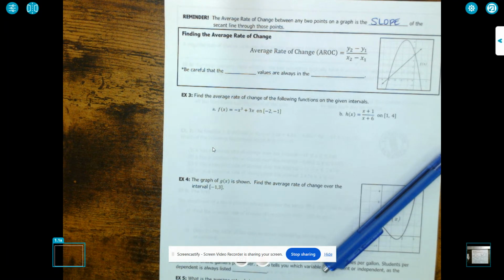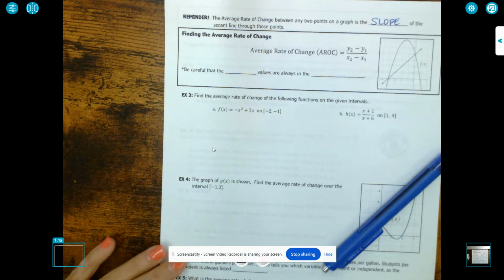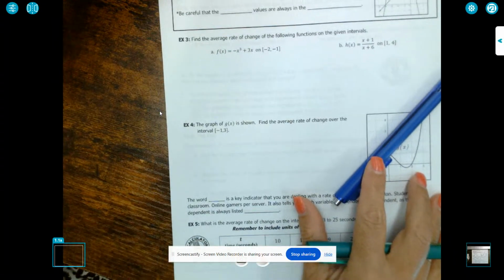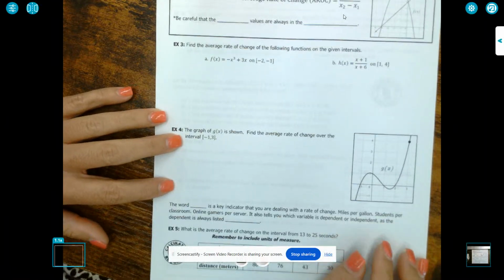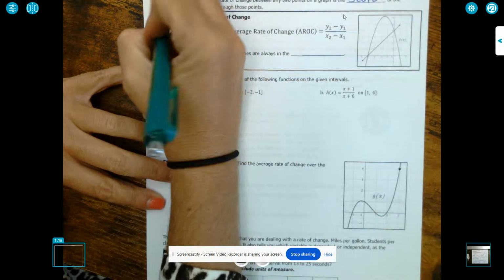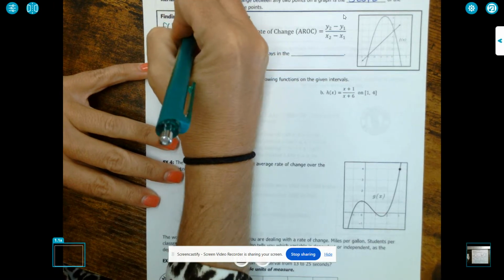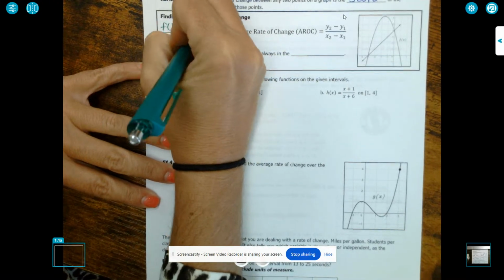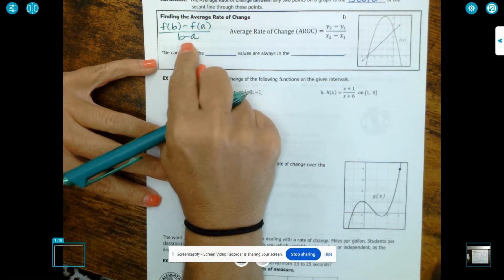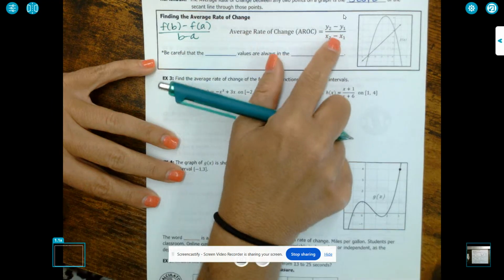Okay. So whenever we learned about average rate of change, or slope in general, you learned y minus y over x minus x. That's what you learned. But the formula that we're going to use more so in class now is f of b minus f of a over b minus a. Okay, these are still your y's. F of b is a y value, f of a is a y value, and b and a are your x values. Okay, so same thing as it works over here.